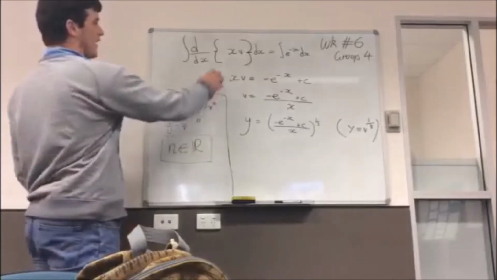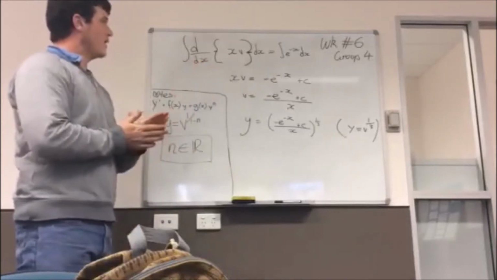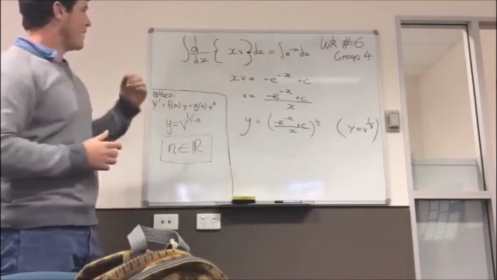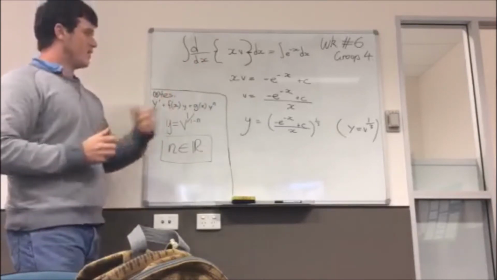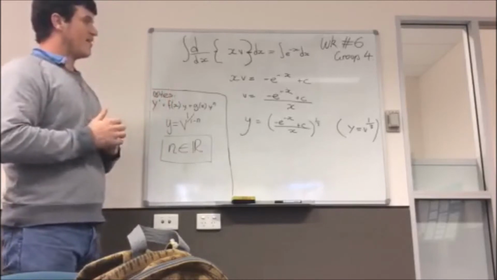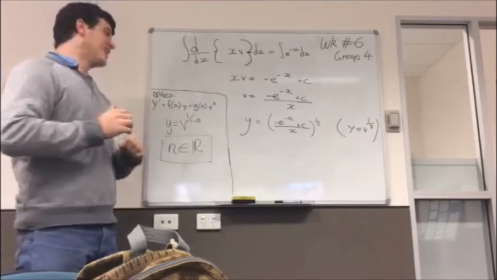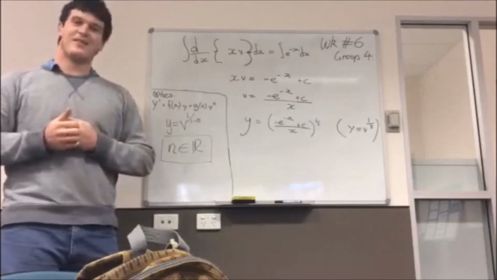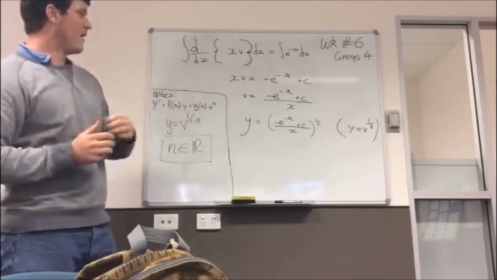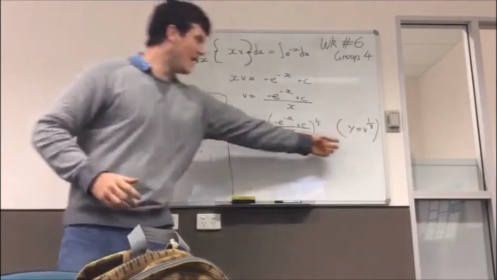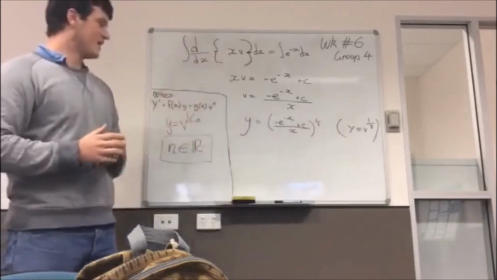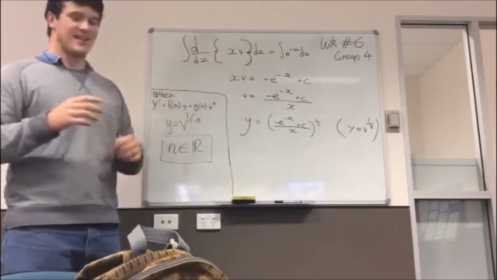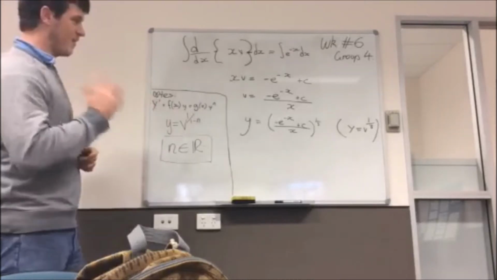I'm Tom from group 4. In the previous step, we found that d/dx of xv equals e to the negative x. From there we take the integral of both sides, giving us xv equals negative e to the negative x plus c. Therefore v equals negative e to the negative x plus c, all divided by x. Knowing that y equals v to the 1/3, y is going to equal negative e to the negative x plus c, all divided by x, all in brackets to the 1/3.